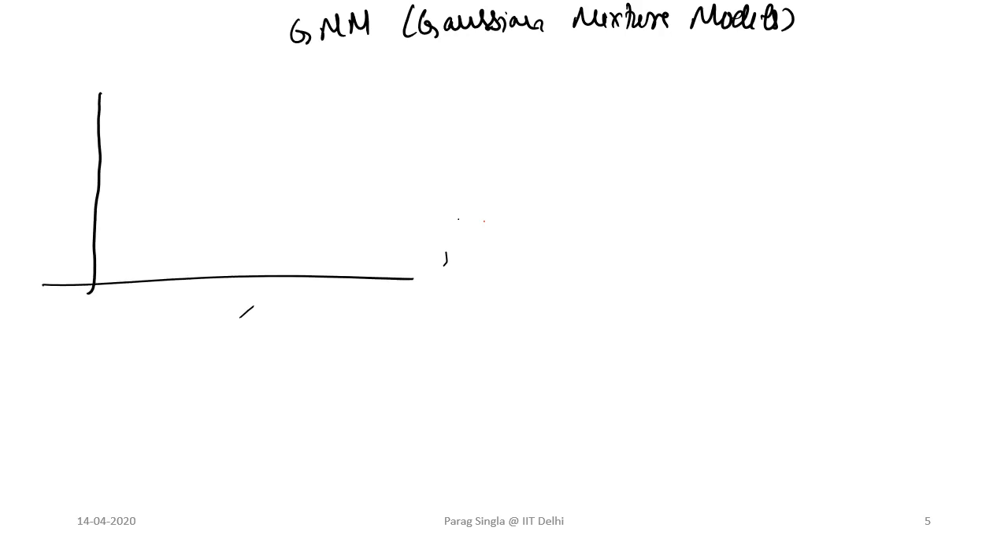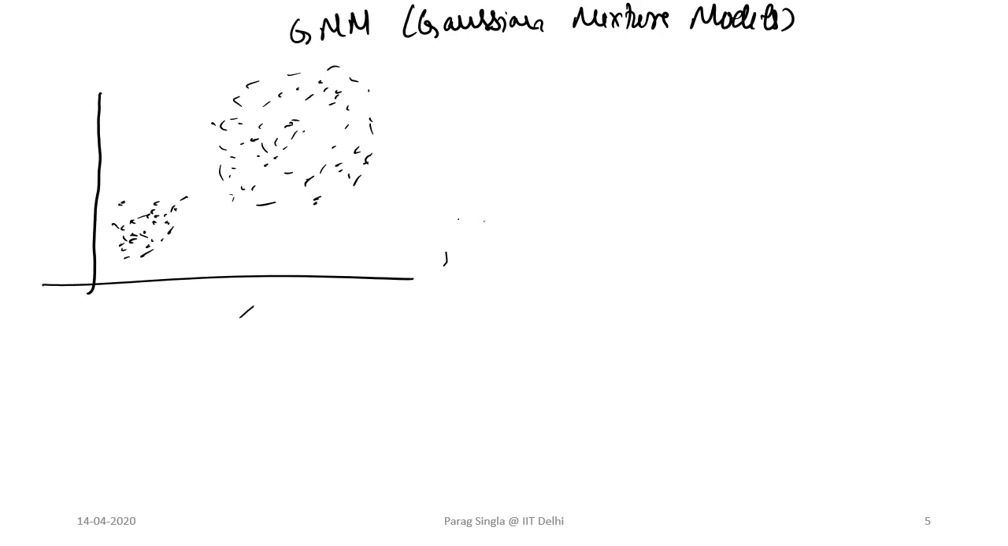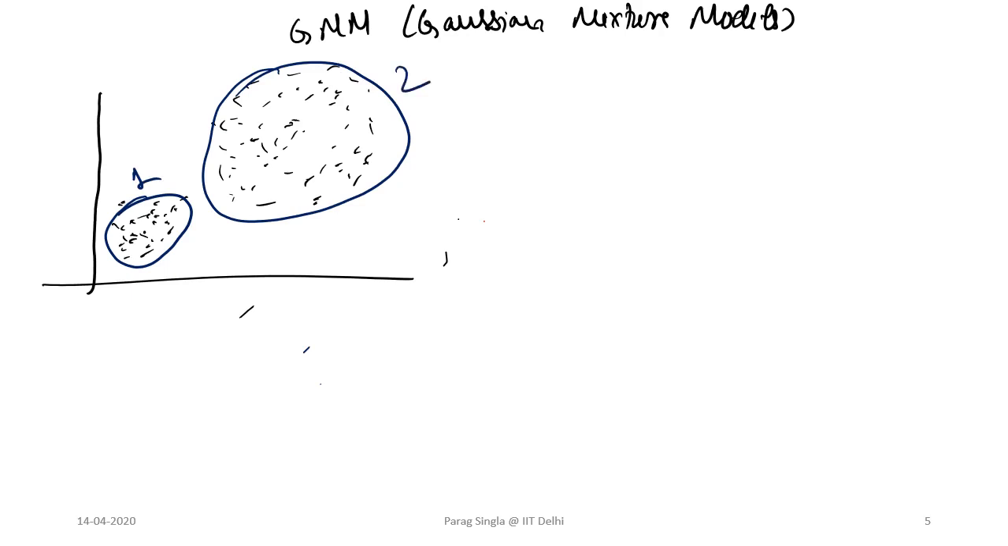And here is the intuition. Once again, consider the set of points which we had seen earlier in the first failure case of k-means, where there are different size clusters. There is a small cluster here, and then there is a big cluster on the right side. This is cluster 1, and this is cluster 2.